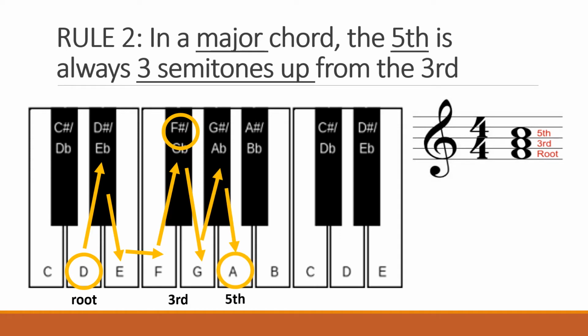So if I play them separately, then together, D, F sharp, A. I have a major chord. And these rules can help you create any type of major chord, no matter what note you choose. So long as you follow those 2 rules, you will always create a major chord.